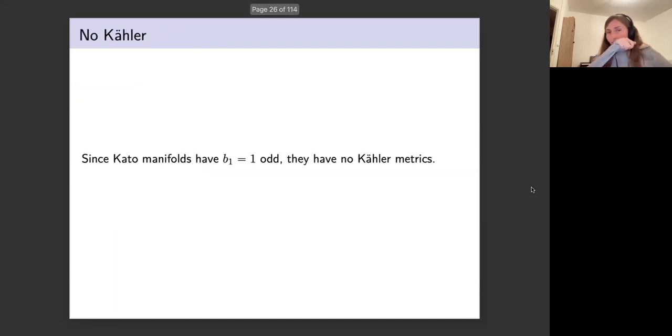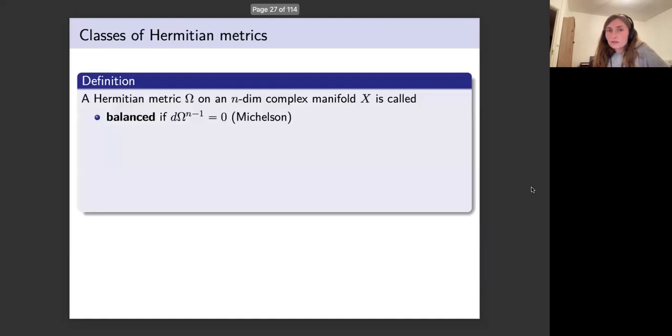Okay. So going to Hermitian geometry, the remark is, of course, that since the fundamental group is such that the first Betti number is 1, so odd, they are not Kähler. And then there are many generalizations of classes of Hermitian metrics, which of course try to generalize the Kähler condition. I'll just name a few of them, the ones which we looked at on Kato manifolds.